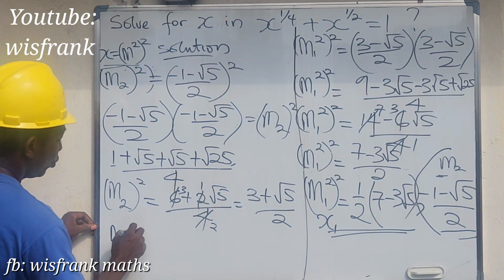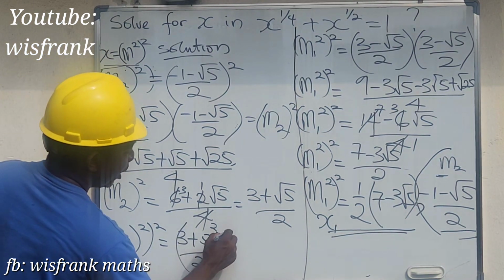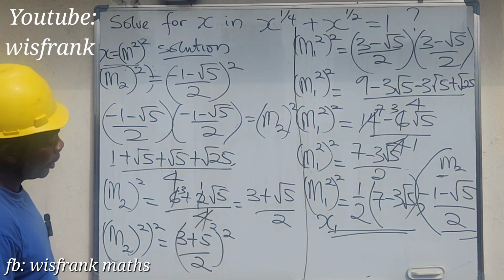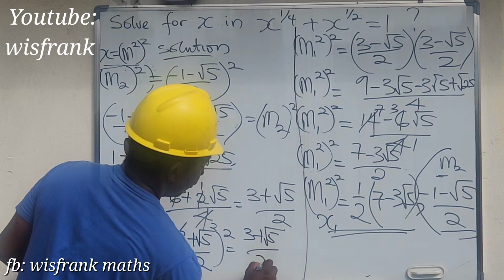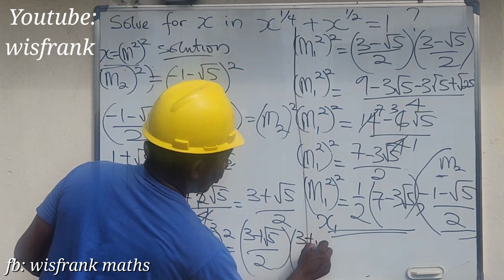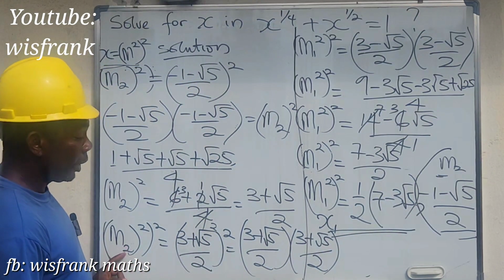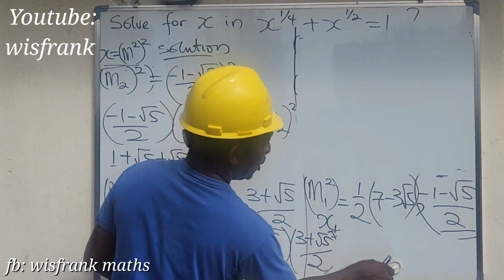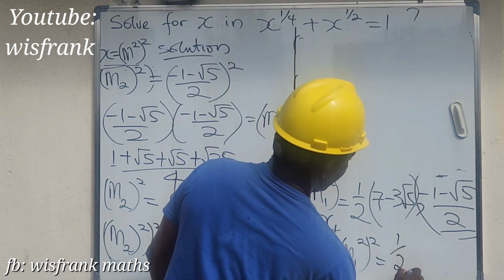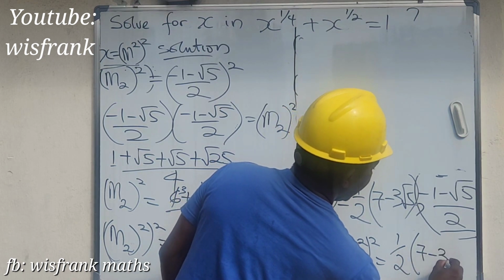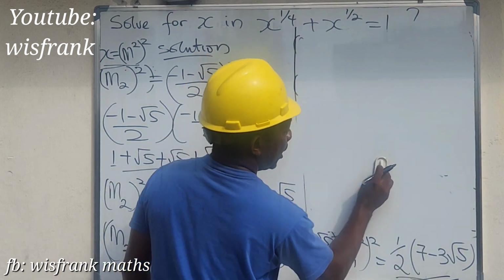Then m2 squared will be 3 plus root 5 all over 2, all raised to the power of 2. So for us to expand this, it will become 3 plus root 5 all over 2 into 3 plus root 5 all over 2. For us to expand this and get the second value of x, we need to clean this. Our m1 squared equals 1 all over 2 into 7 minus 3 root 5. So we have this, and to clean this we need more space.